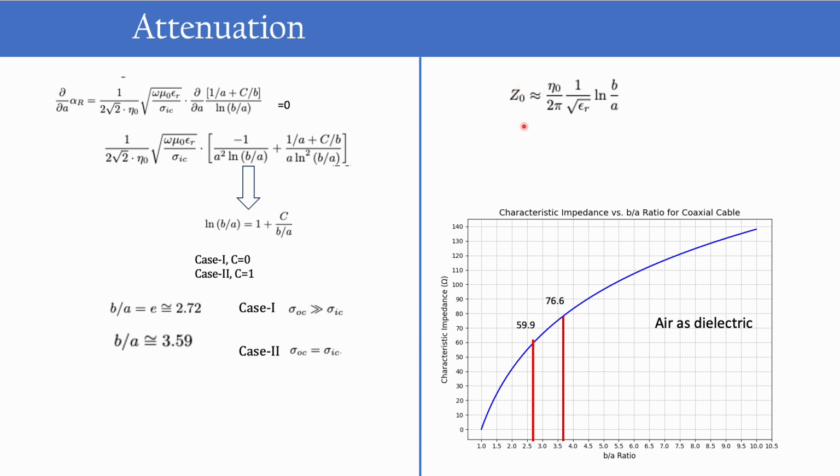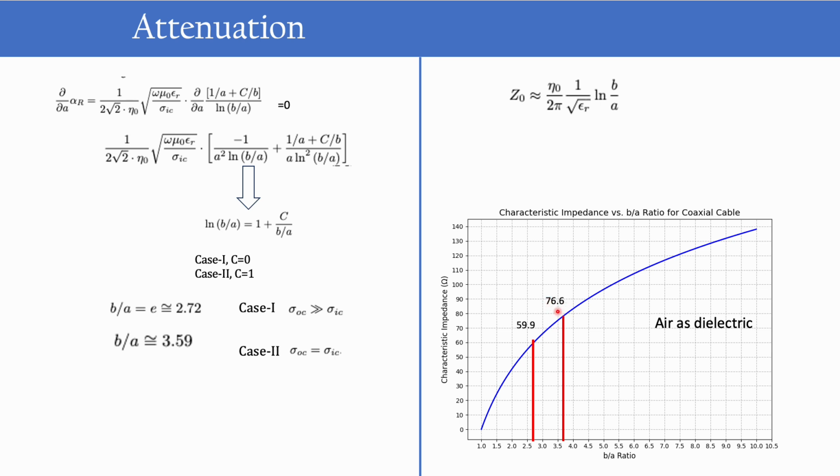So we have the characteristic impedance, which is related to ln b/a. In this calculation, we are going to consider epsilon r equal to 1, because we are going to consider air as the dielectric. And here we can see that when b/a equal to 2.72, the characteristic impedance is 59.9, and when b/a is 3.59, the characteristic impedance is 76.6.